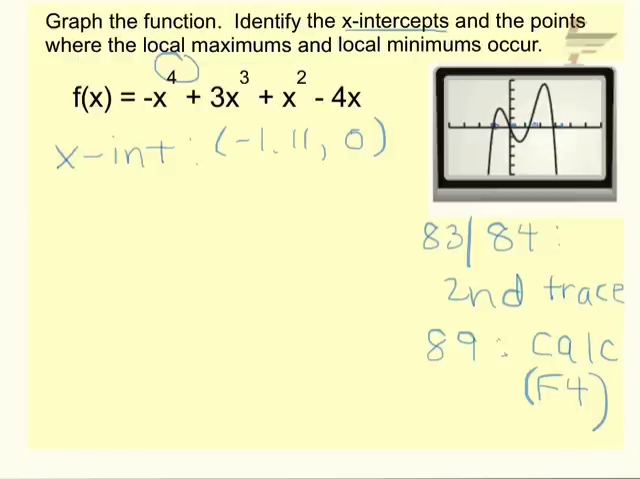Now what I want you to do is pause the video, and you're going to do it again for this one. Okay, so this one looks like it's going through the origin. Left bound is going to be above it, right bound will be below it, and you should get 0, 0.